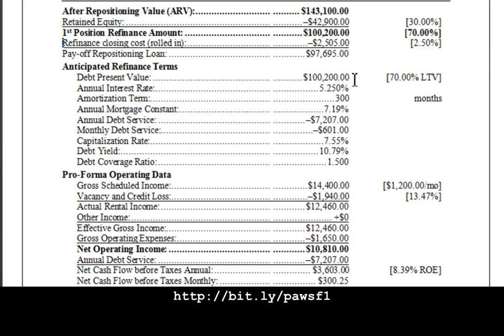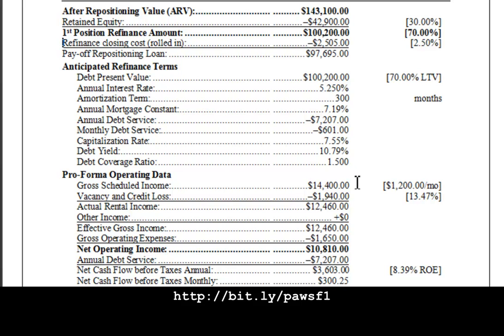And here are the terms under which we are refinancing. 70% loan to value, 5.25% annual interest rate, 300 months, that's 25 years. The annual mortgage constant, 7.19%. This is slightly higher than the annual interest rate because it includes principal repayment. We show the annual and monthly debt service, the capitalization rate, the debt yield, and the debt coverage ratio.